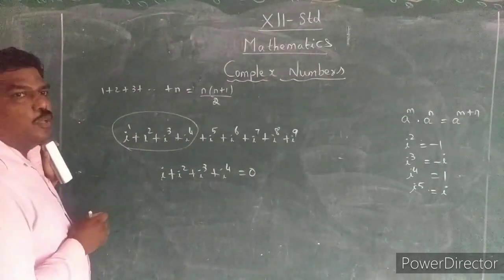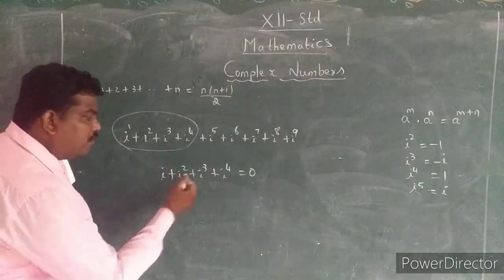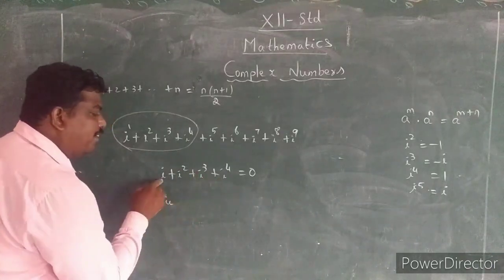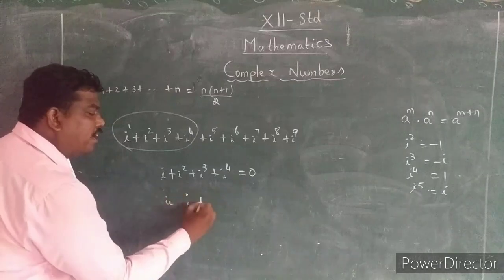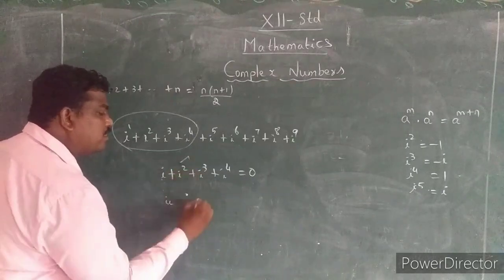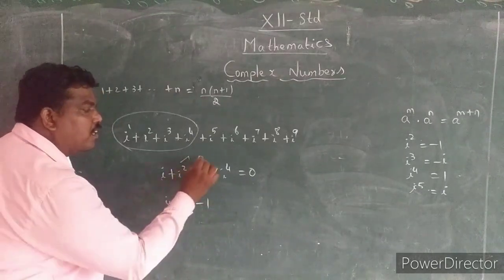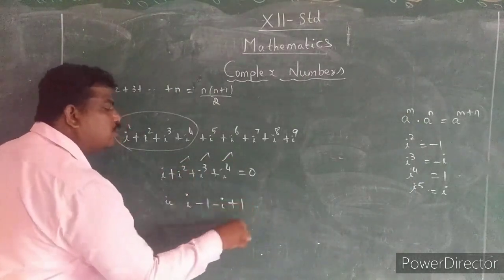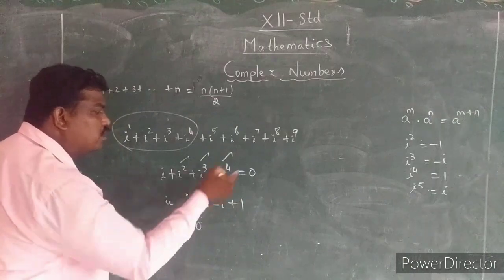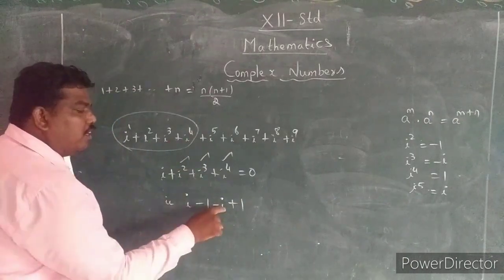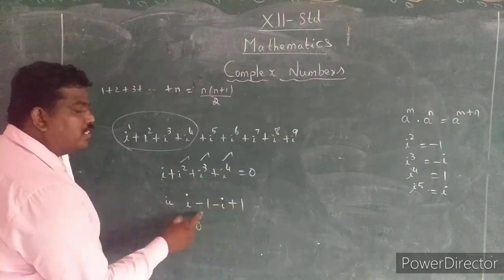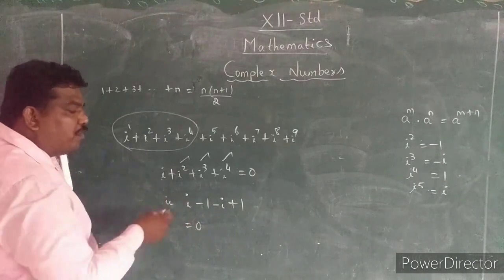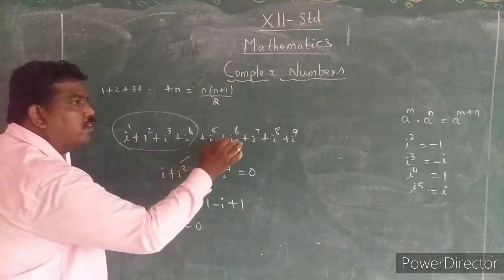Eppadi sir vandhuchu idhu? Inga paarunga, i appadiye vechukkalaam. i square cancel, this cancel, minus 1, this cancel, minus i, this cancel, plus 1, simplify by 0. So i, minus i, plus 1, minus 1, so the answer is 0. Because the power is consecutively 4.